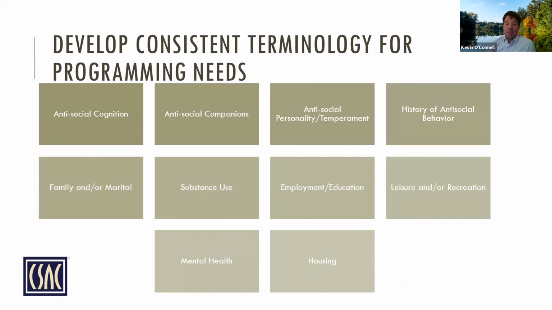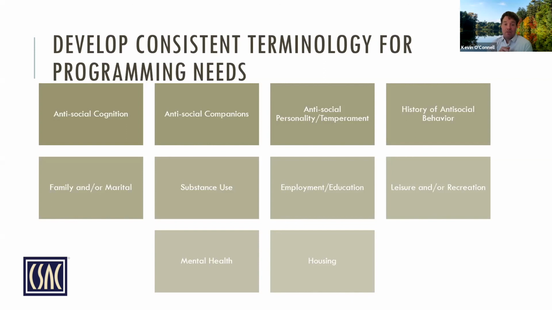Developing consistent terminology. Criminogenic needs has been around for a while in the field. People know of it, but oftentimes treatment needs and criminogenic needs get mixed up a little bit. So when we're talking about what's going to be most effective at reducing recidivism, we need to make sure we're talking about the things that the research shows are causal to recidivism and how you meet some of those needs.